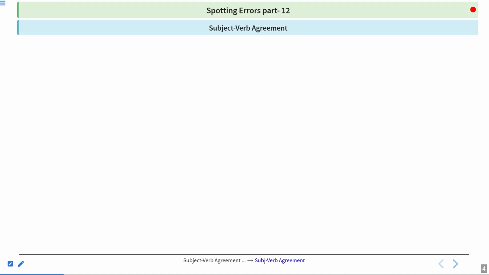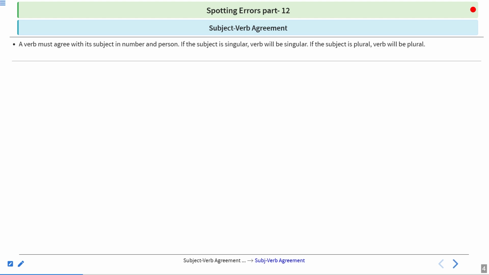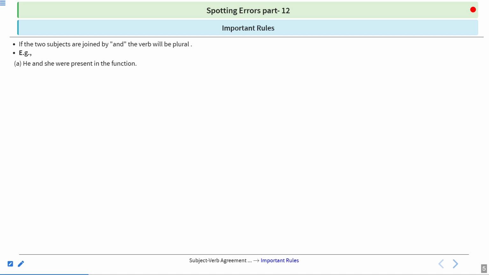Subject-verb agreement. First of all, read the definition, what the subject-verb agreement is. A verb must agree with its subject in number and person. So, what we have understood by reading the definition is that you have to use the verb according to the number of the subject. If the subject is singular, verb will be singular. If the subject is plural, verb will be plural. I hope you've understood.